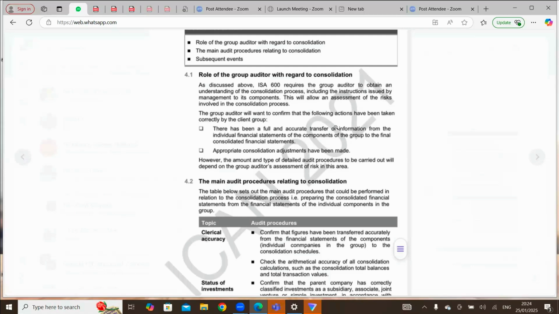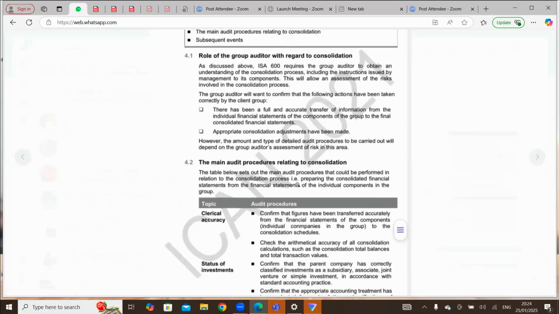Then the second is that he's supposed to make sure that consolidation adjustments, the same way when you are doing CR, you have consolidation adjustments. He also has to make sure that consolidation adjustments have been made, right, to that whole group addition that is supposed to have. So what are the main audit procedures?